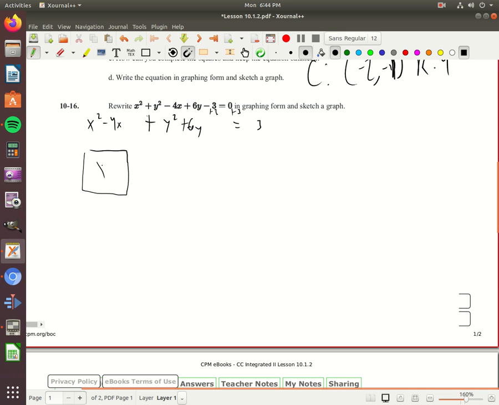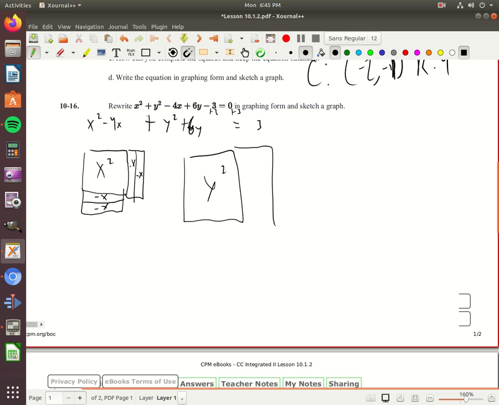I would have my x squared here. And if I have minus 4x, well, here's a minus x, here's a minus x. And again, I have to make squares, so it has to work out evenly. There's a minus x and there's a minus x. Here I have my y squared plus 6y, so I'll take my y squared. And again, I have 6y here, so you can see how good my algebra tiles look. They look amazing. So there's my 6y. I'm going to add these together. Don't forget these x's are negative. And it's going to equal 3.